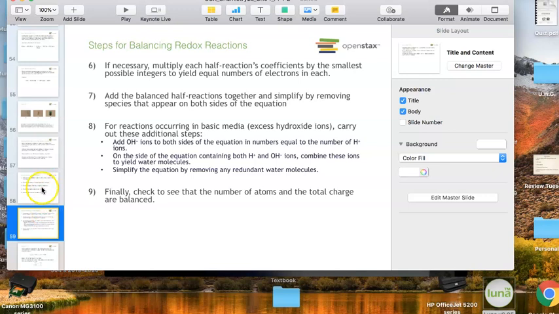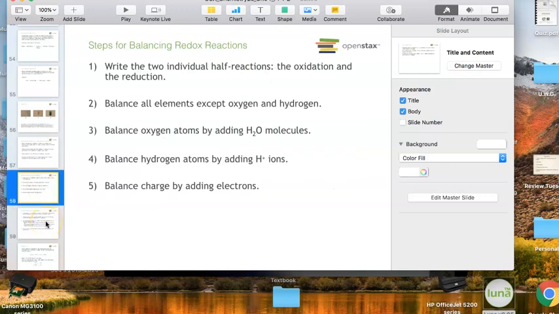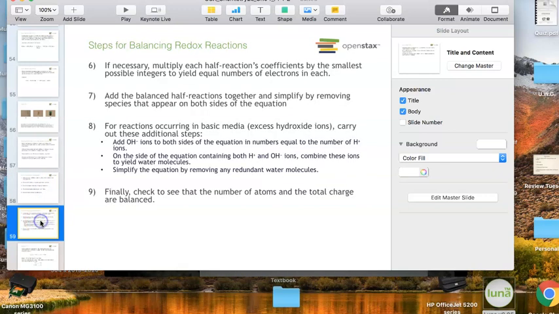All right, so those are actually 5 steps. Step 5 would be to multiply each half reaction by a coefficient, the smallest possible integer, to yield an equal number of electrons in each, and then add the balanced half reactions together and simplify by removing species that appear on both sides of the equation.